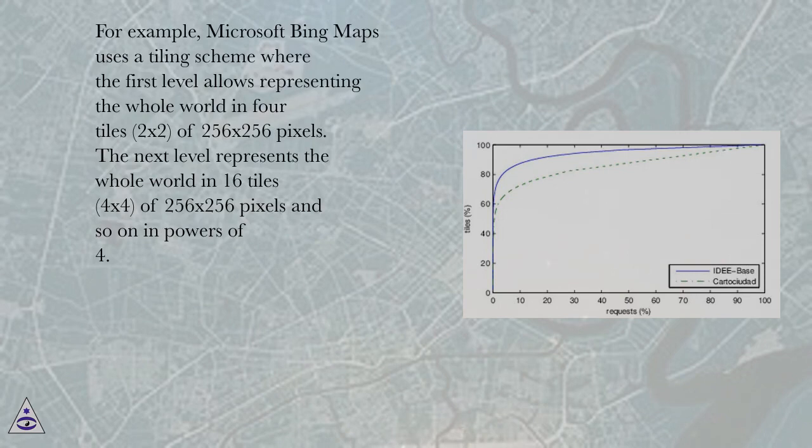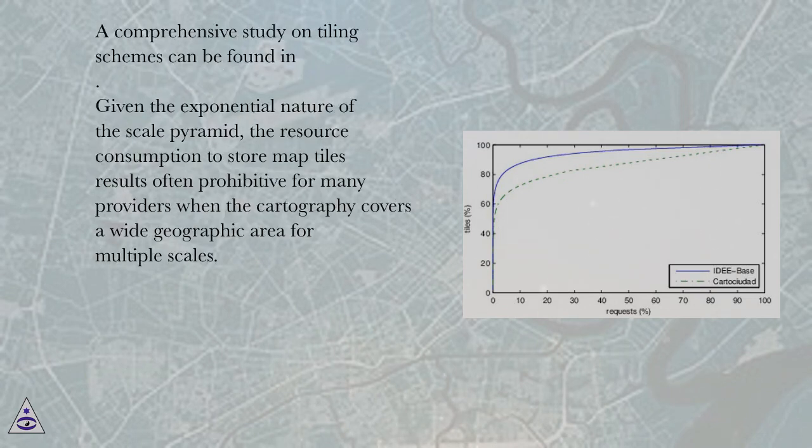For example, Microsoft Bing Maps uses a tiling scheme where the first level allows representing the whole world in 4 tiles, 2 by 2, of 256 by 256 pixels. The next level represents the whole world in 16 tiles, 4 by 4, of 256 by 256 pixels, and so on in powers of 4. A comprehensive study on tiling schemes can be found in.